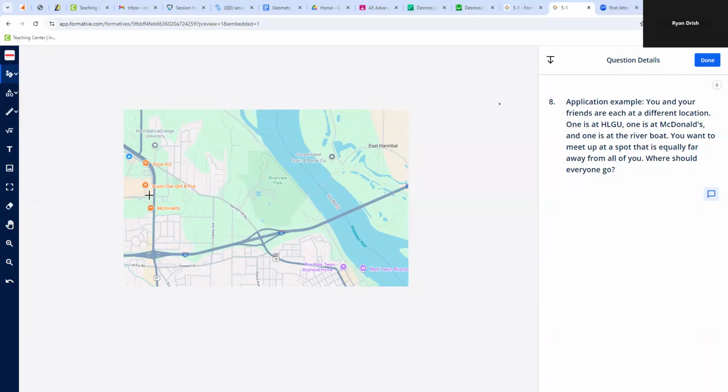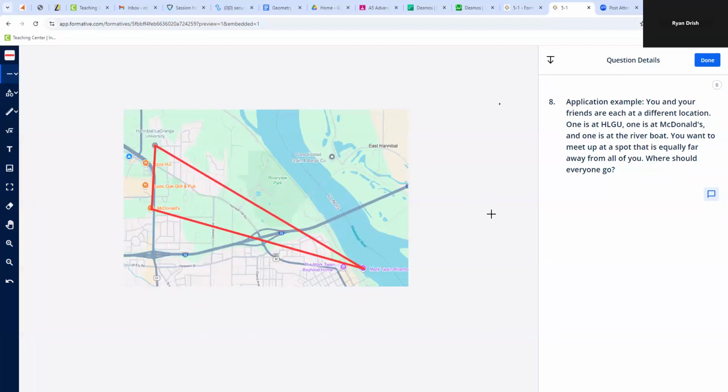All of these are locations on our map. We have HLGU, we have McDonald's, and we have the riverboat, which is right over here. That's the location of you and your friends. Now, according to geometry, any 3 points can create a triangle. So let's triangulate our positions here.